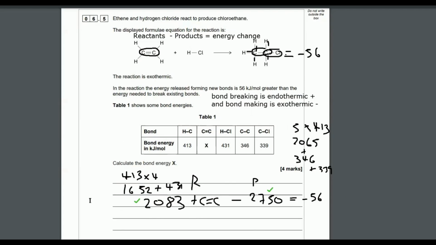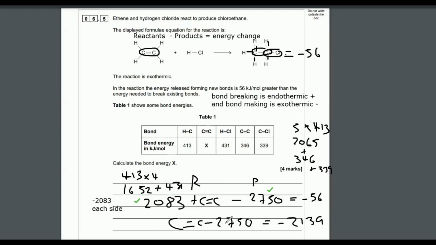So let's do that. Let's go minus 2083 from each side. And that is going to get rid of my 2083 there. And I'm going to go minus 56 minus 2083 equals that. So what I'm going to do is now have C minus 2750 equals minus 2139.